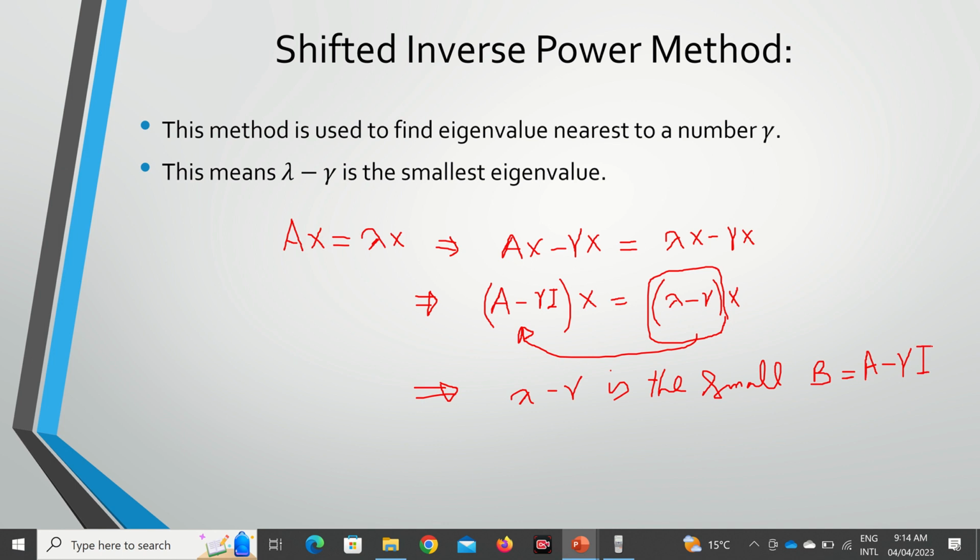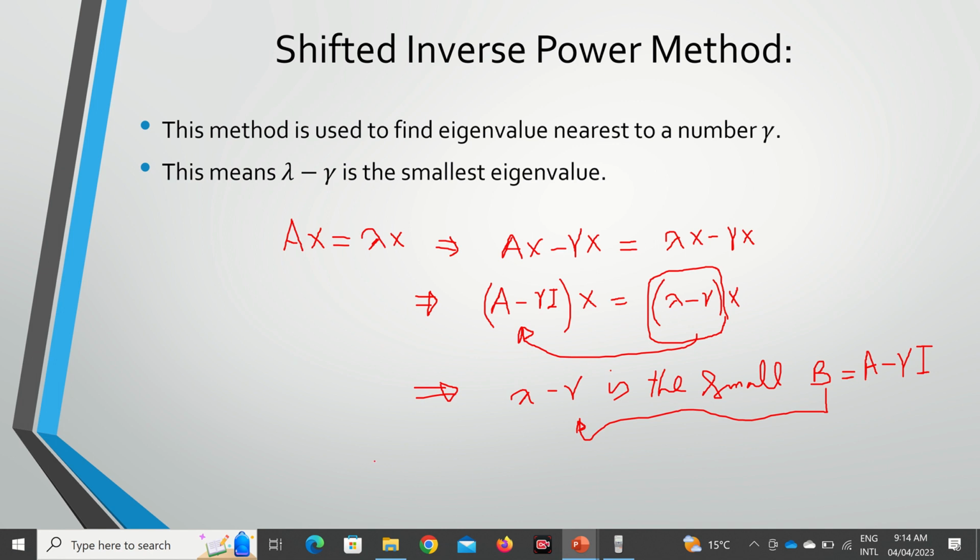Right? This is A minus gamma I. Now, we are interested to find the smallest eigenvalue of B. So which method would we use? We'll be using the inverse power method, because for the smallest eigenvalue, we are using the inverse power method.